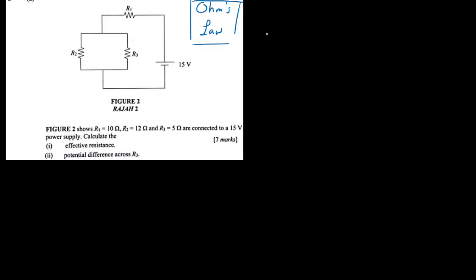So let's just have it being sorted in a straight line. Okay, I'll have R1 here, and then I have R2 here. Okay, so R2, and then I'll have R3, okay, and then the ends are connected to the power supply. Okay, so I can simplify this, right?